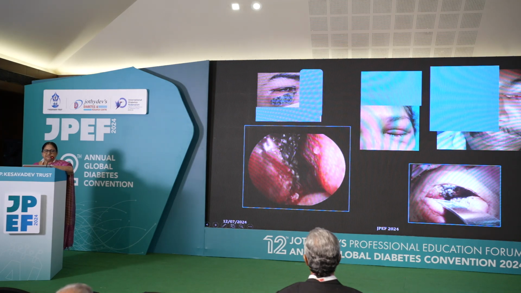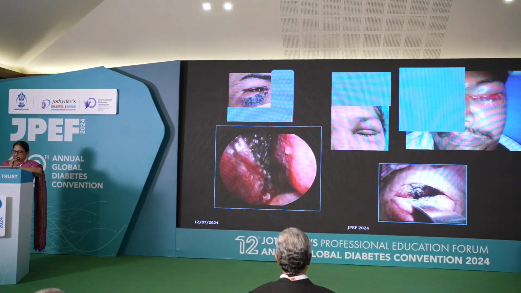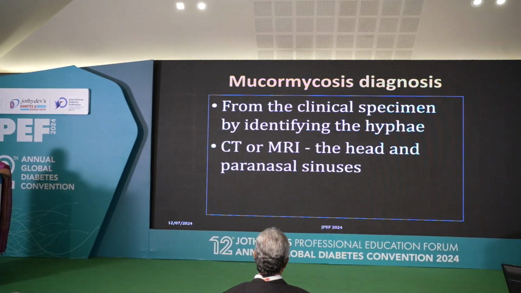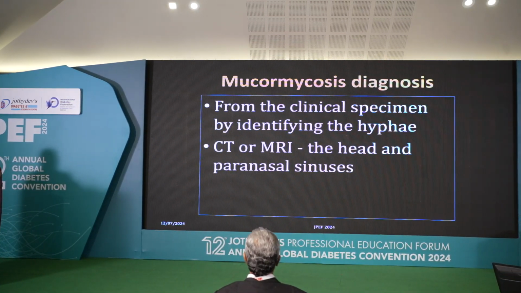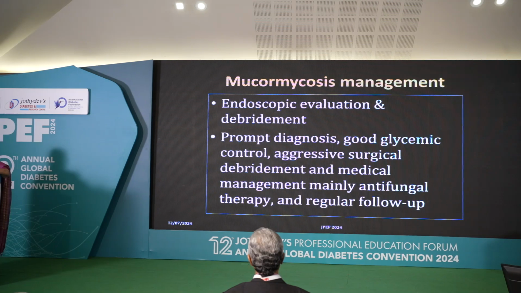So these are some of the presentations, and this is a typical necrotizing black eschar in these patients, and we have to open the mouth and see whether there is any redness, erythema, all those things, and we need urgent intervention with our ENT colleagues so that we will have an early diagnosis. Diagnosis is from the clinical specimen by identifying the hyphae. CT or MRI will help define the extent of the disease, and management is endoscopic evaluation, prompt debridement and antifungal therapy.